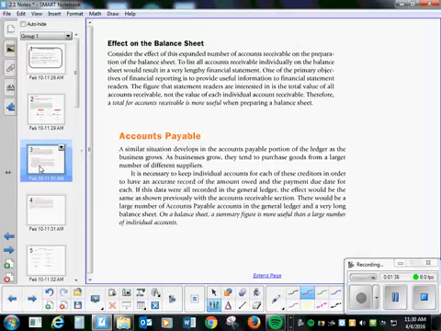It says here it's necessary to keep individual accounts for each of these creditors in order to have an accurate record of the amount owed and the payment due date for each. However, you don't have to list that on your balance sheet. All that you need on the balance sheet is a summary figure, which is a total of all of the individual accounts.